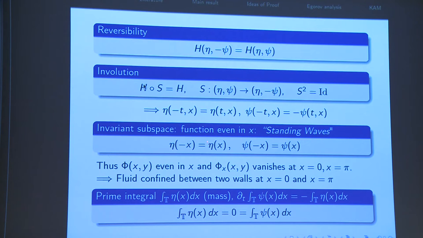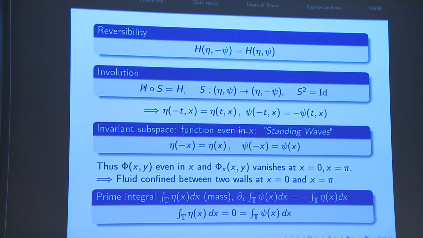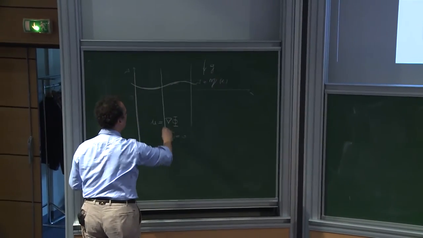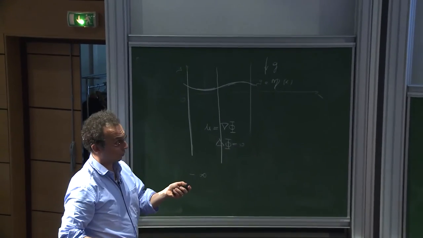Then another property is that the water waves vector field leaves invariant the subspace of functions which are even in x. So this subspace is left invariant, and we shall confine ourselves to this case. So for us, we shall always take functions which are even in x.